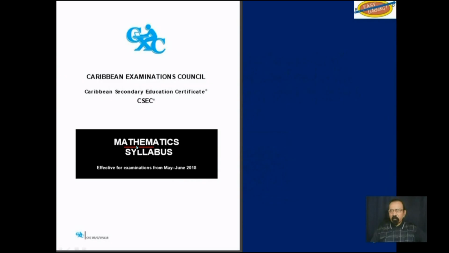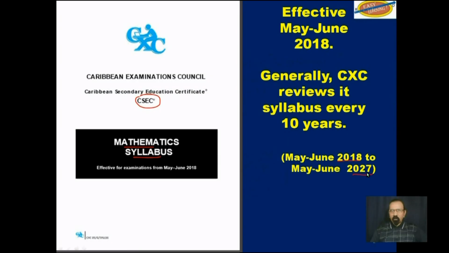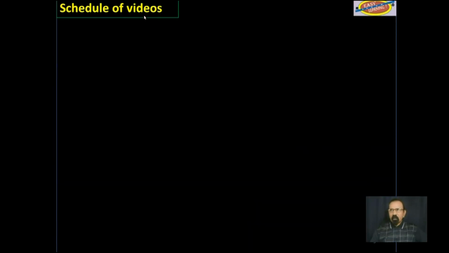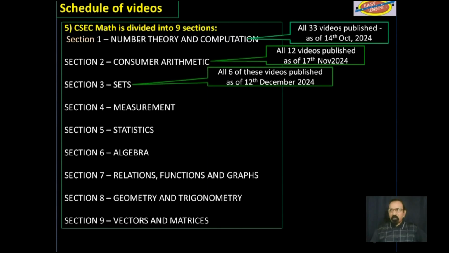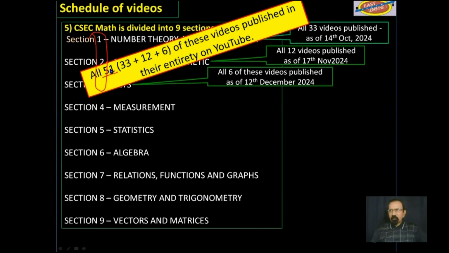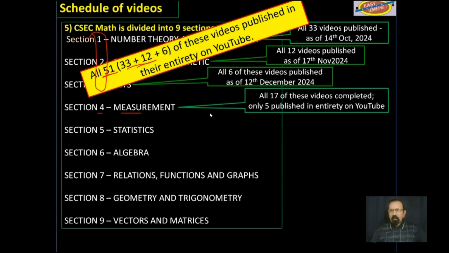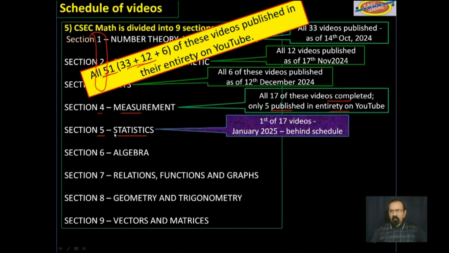We continue with the mathematics syllabus for CSEC 2018-2027, schedule of videos. These three sections, 1, 2, and 3, a total of 51 videos, have been published on YouTube in their entirety. Please make good use of them. Section 4, measurement. All 17 of these videos are completed, and 5 are published in their entirety on YouTube. We are now at section 5, statistics.